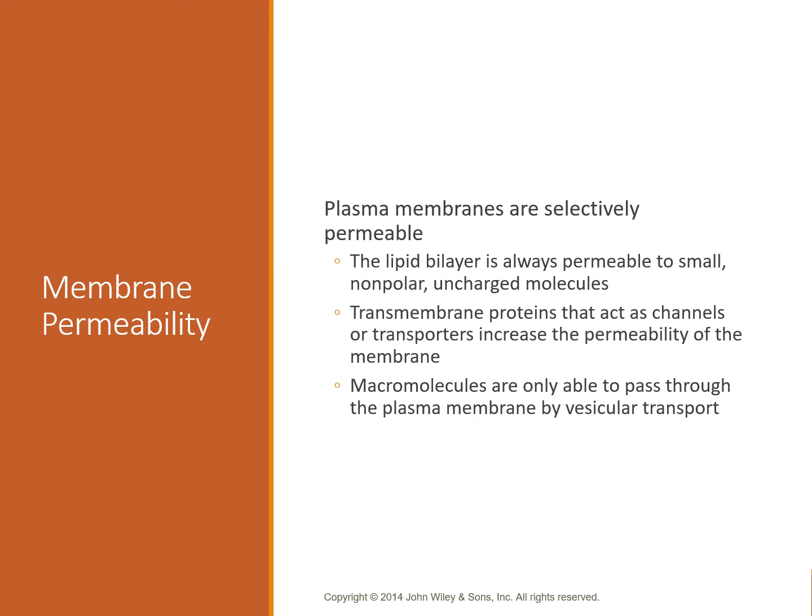The term permeable means that the structure permits passage of substances through it, while impermeable means that the structure doesn't allow any passage of substances through it. So the membrane itself, like I said, is selectively permeable. That is, they let some things through, but not others.